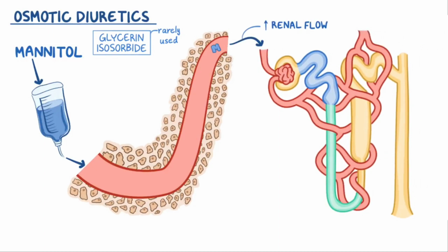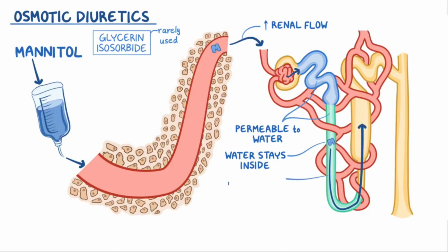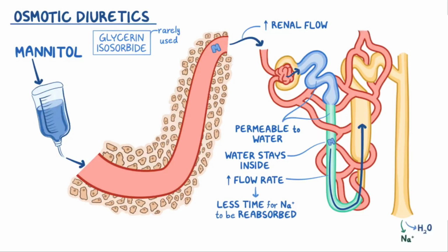Once at the kidneys, it gets secreted by the glomerulus into the renal tubule. Some of the segments of the renal tubule, like the proximal convoluted tubule and the thin descending limb, are freely permeable to water. So any osmotic agent that ends up here will tend to make water stay inside the tubule rather than be reabsorbed. Now this increased volume leads to increased flow rate through the nephron, so there's less time for the sodium to be reabsorbed.